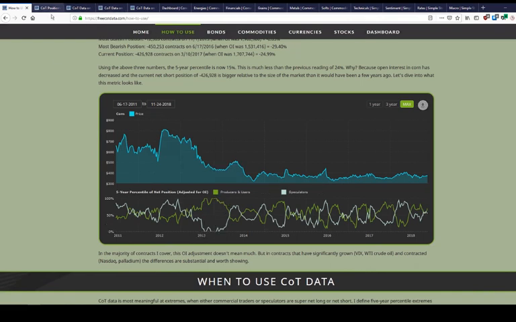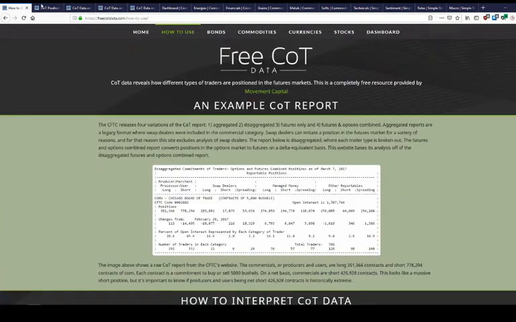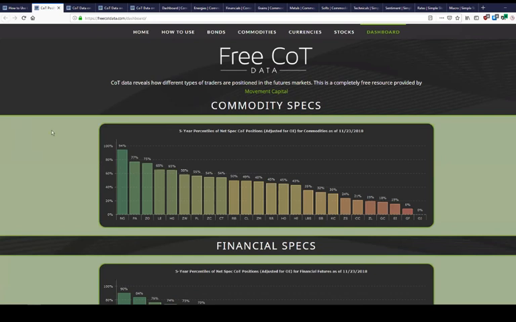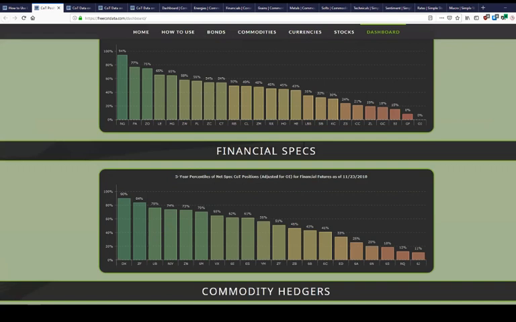The way this website is set up is the most important page, the one I check the most, is the dashboard. This takes the different categories, like speculators in commodity futures or speculators in financial futures, and it shows you that 5-year percentile for all the different contracts. So we can quickly see where people are leaning long and where people are leaning short.